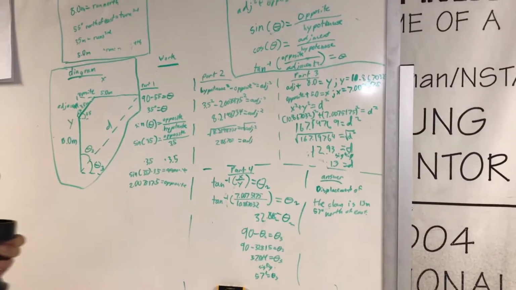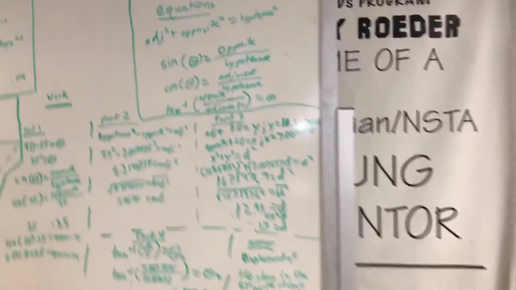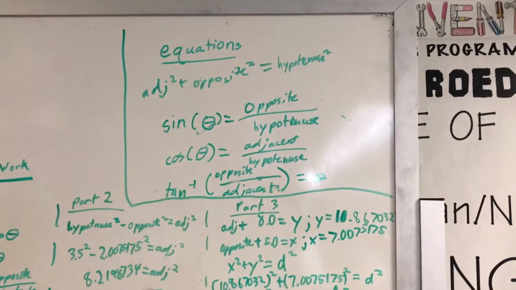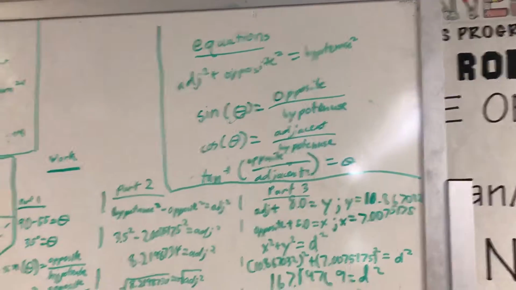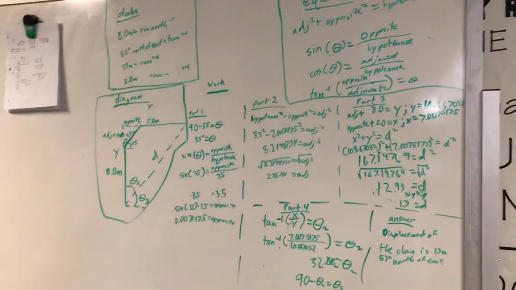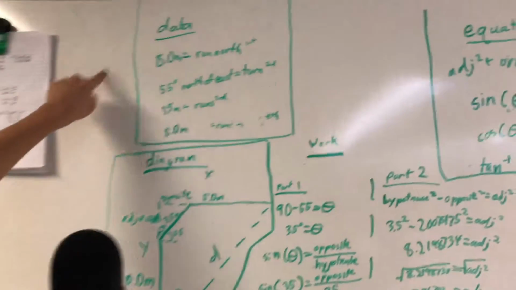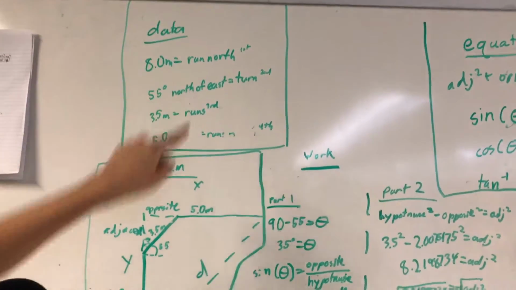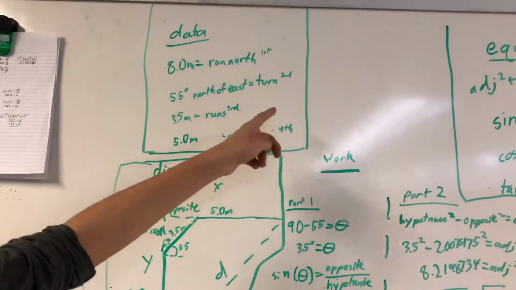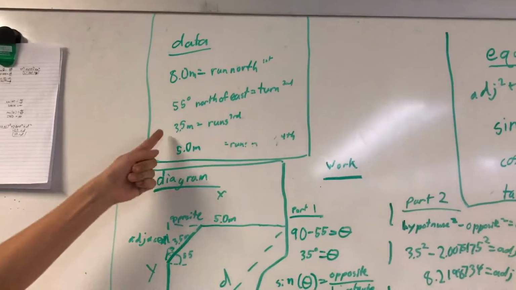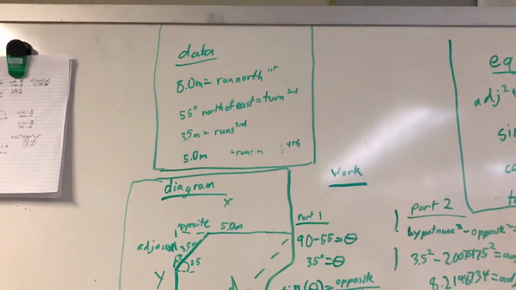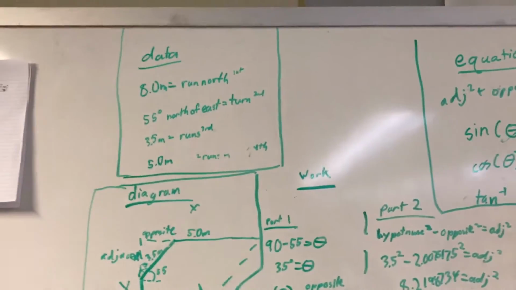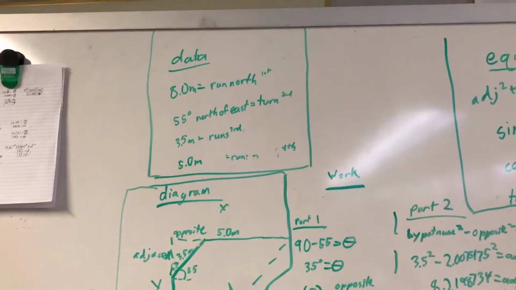Okay, so what we want to do first is set down the equations that we need for this problem. It is the Pythagorean theorem, and sine, cosine, and inverse tangent. You can see these equations right here. Now, we want to put down all the data we need. He runs 8.0 meters north, that's the first action he takes. Then 55 degrees north of east, a turn, that's the second action. He runs 3.5 meters, the third action, and 5.0 meters east, that's the fourth action.